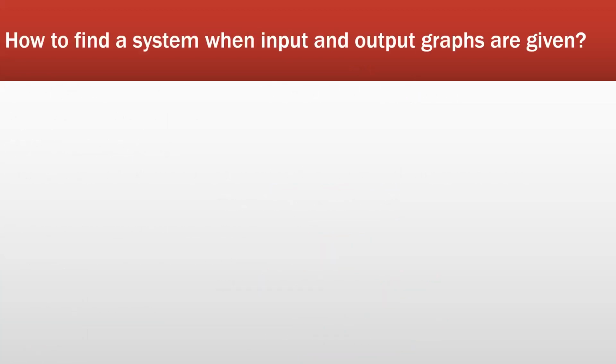The next thing is how to find a system when input and output graphs are given. Previously we were given the system and its input values, and we were calculating its output through the basic operations involved. Now if we are provided with the input and output graphs, how can we find the system through which the input is passed and after processing provides the output?